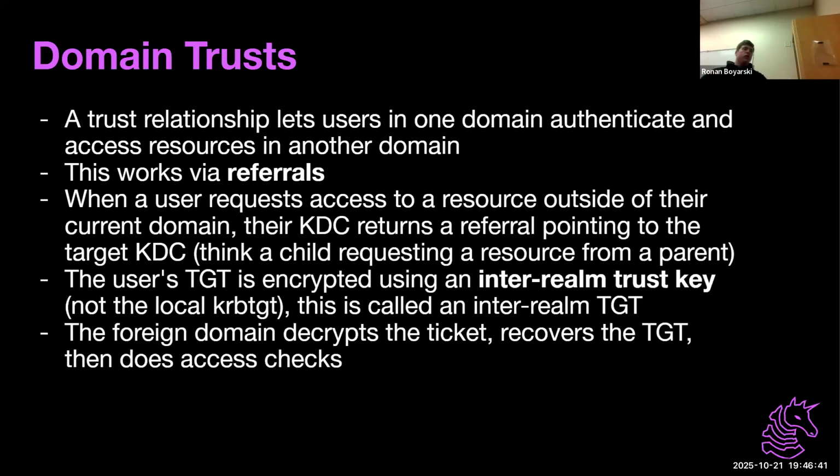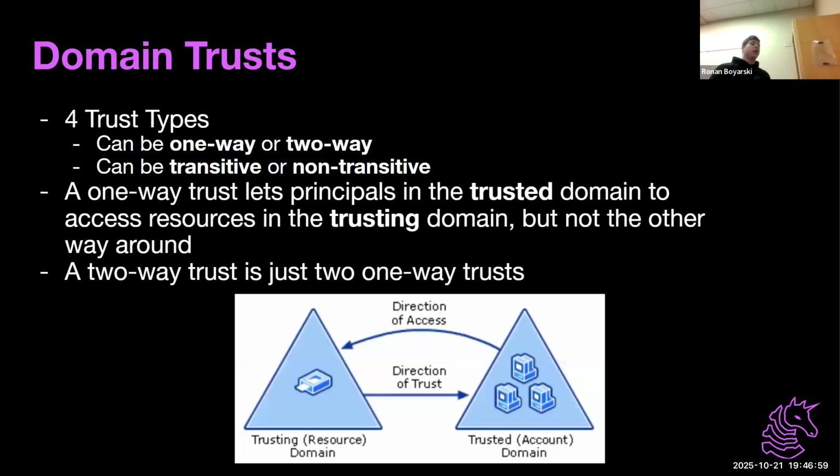And you will have an inter-realm trust key, which will be one of your sources of secrets for that cross-domain TGT. So you'll send it with your inter-realm trust key, and the foreign domain will go decrypt it and be like, okay, do they have access?